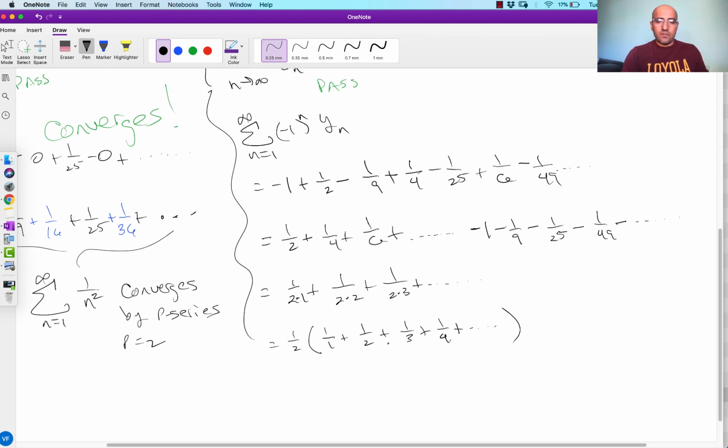And now this is a harmonic. This diverges. Right? This is a harmonic. Diverges. Times 1/2, still infinity. Infinity times 1/2 is still infinity. So the whole thing here is just going to be like some sort of infinity value.